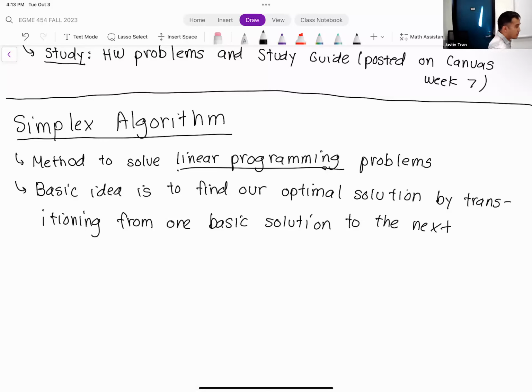Because whenever you have a system of linear equations and you have more variables than equations, which is always going to be the case for an optimization problem, right? In an optimization problem, you have more design variables than constraints. Okay? When you simplify the system through pivoting operations, you're always going to have a set of basic variables and a set of non-basic variables.